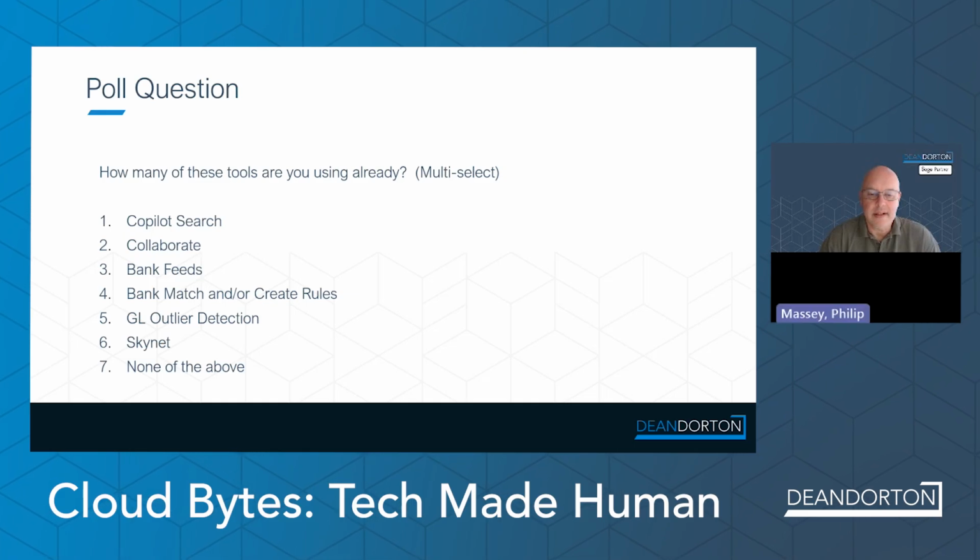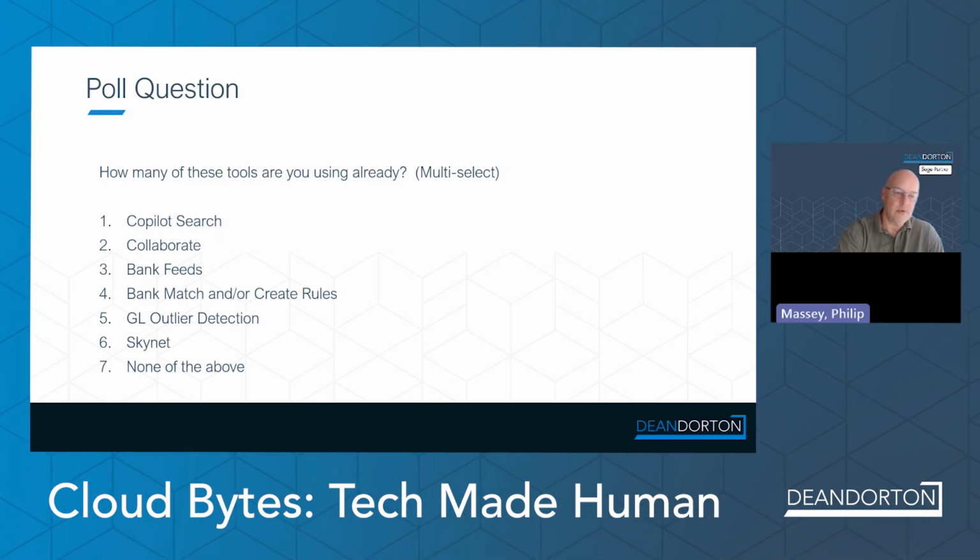All right, so we're getting some results back. Good. Okay, so a little bit of Copilot search, a little bit of Collaborate, some bank feeds. It doesn't surprise me that there's a 0 by GL outlier detection, so that's something we're definitely going to talk about today. And then the bank matching and creating rules, we'll definitely talk about those.